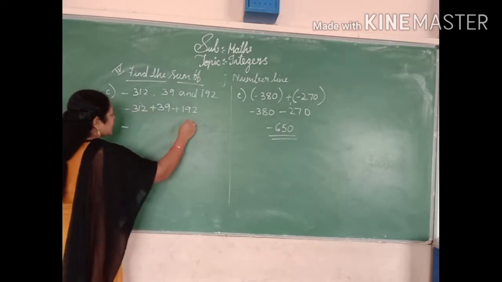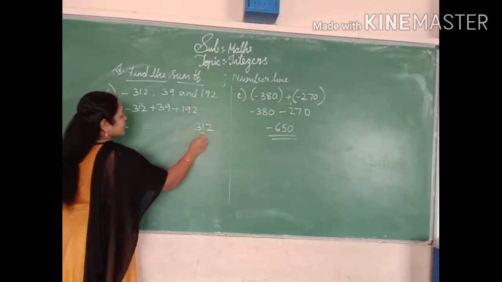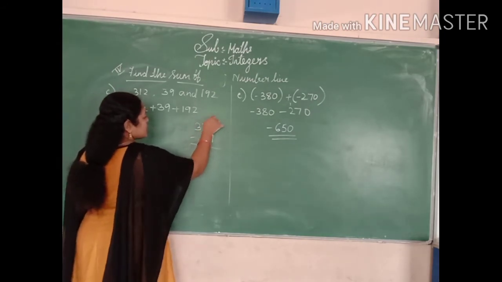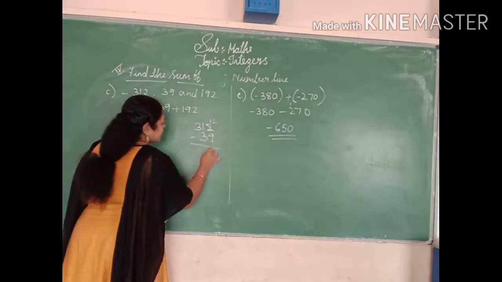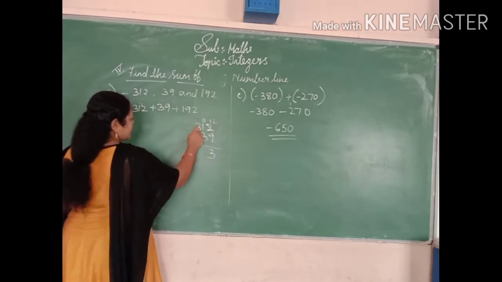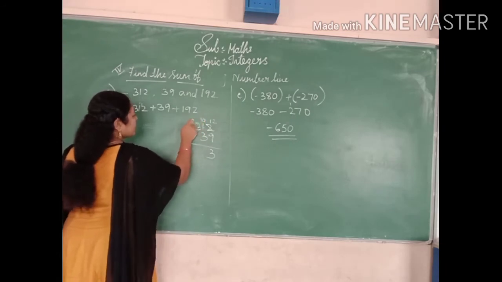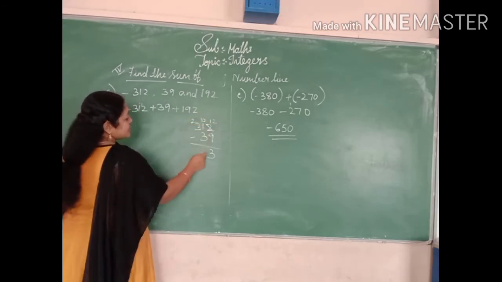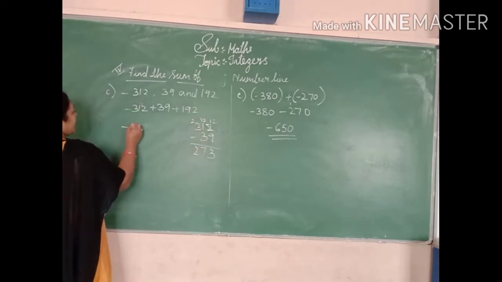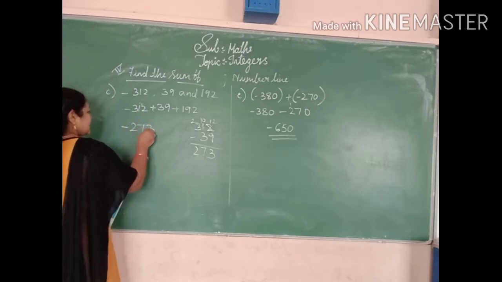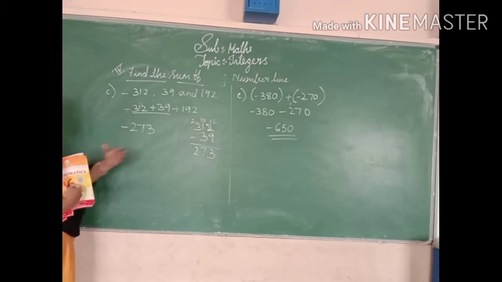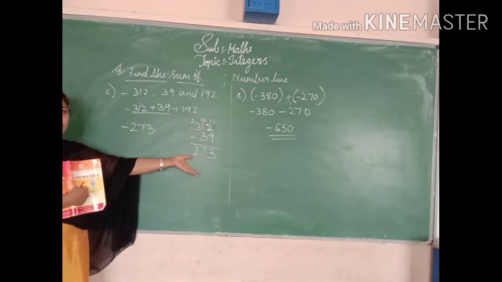Do it like this so that you will understand better. 2 becomes 12. 12 minus 9 is 3. Here 1 becomes 0. 0 cannot be subtracted. Take 1 from here. You get 10. 10 minus 3 is 7. And 2 remains as it is. So we get minus 273 because we write the symbol of the greater number. Hope everybody knows the subtraction.